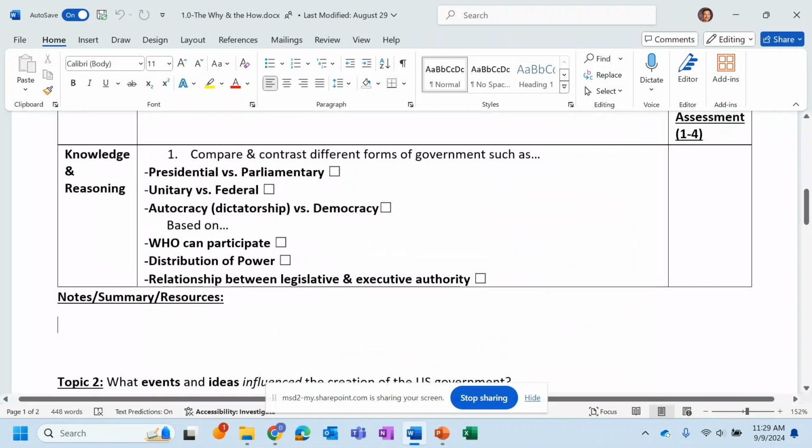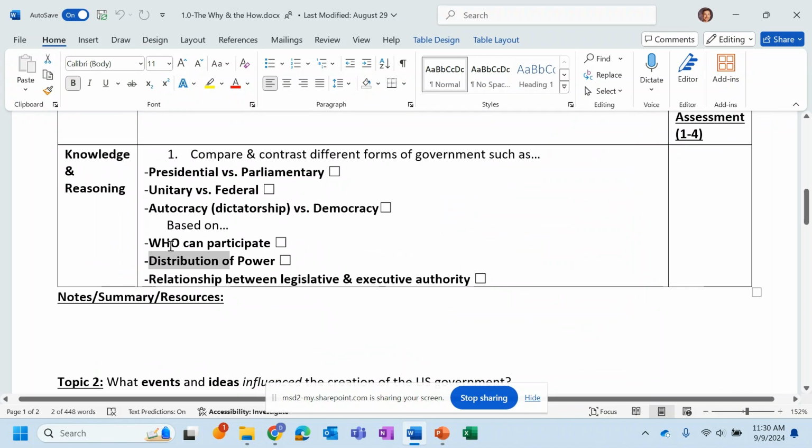So we want to be able to compare and contrast, which means similarities and differences between different types of governments, such as, and here are the three: presidential versus parliamentary, unitary versus federal, autocracy or dictatorship versus democracy. And then I gave the criteria for how we want to be able to compare those. So who can participate, the distribution of power, relationship between the executive and legislative authority.